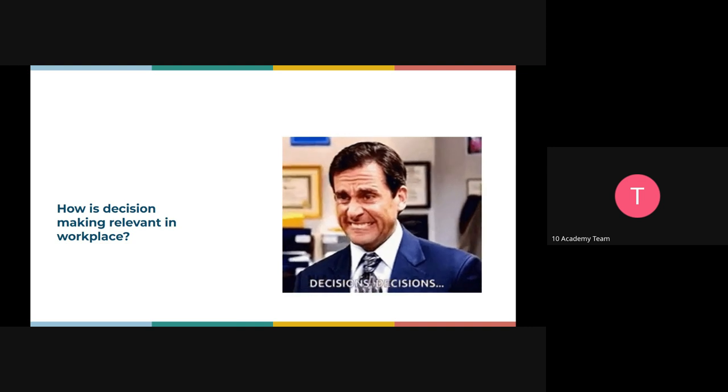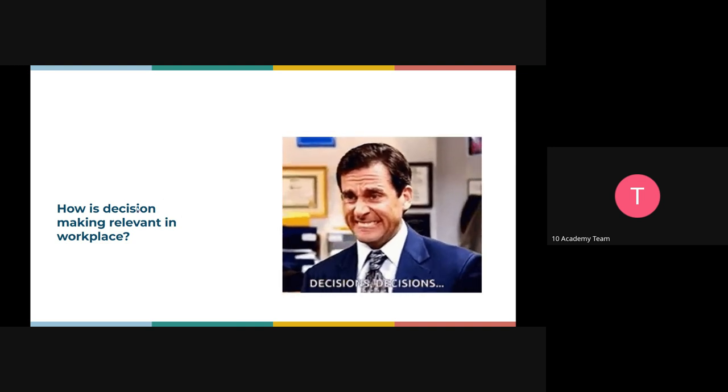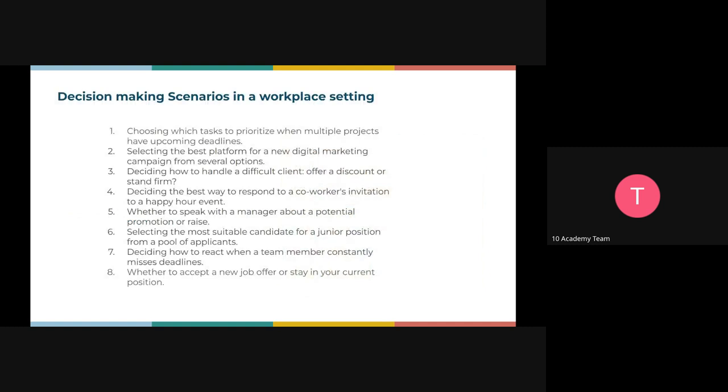With that, we can also look at how decision making is relevant in a workplace. We have 8 scenarios here. An example could be choosing which tasks to prioritize. Those are decisions that you have to make, especially when you have multiple projects and upcoming deadlines. Another decision-making scenario is if you have to choose certain platforms. For example, between AWS, Google Cloud Platform, and all the other cloud platforms, which one is the best for your company or you, especially as data engineers?